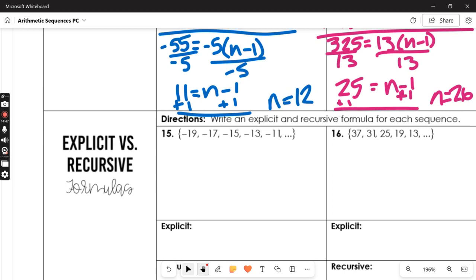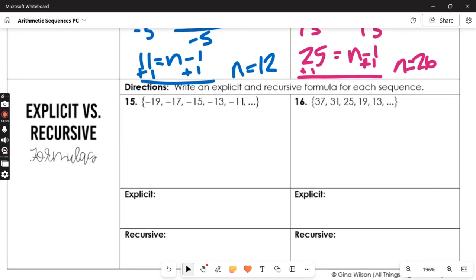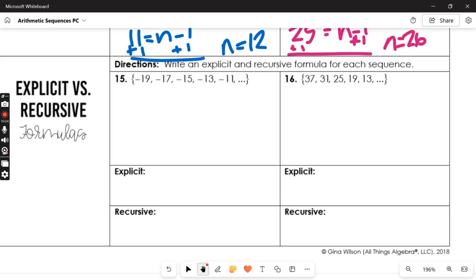Okay, write an explicit and recursive formula for each sequence. So we talked about these before. The equations that we were doing on the front of this page are the explicit ones. Recursive is using the pattern that's happening.